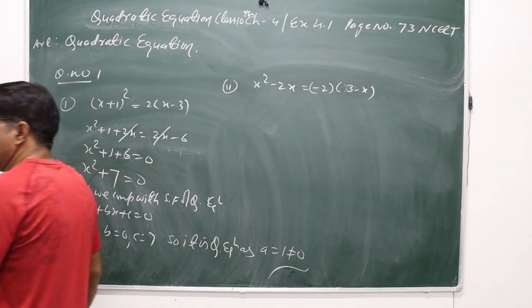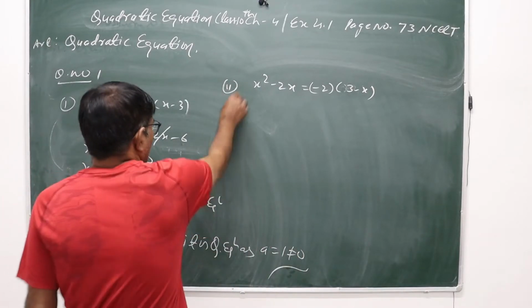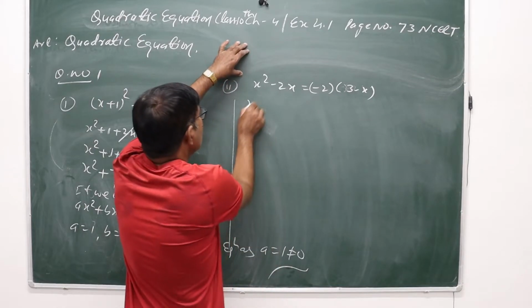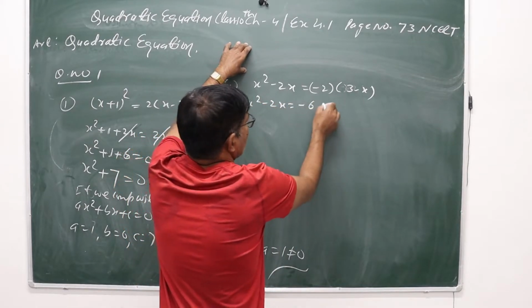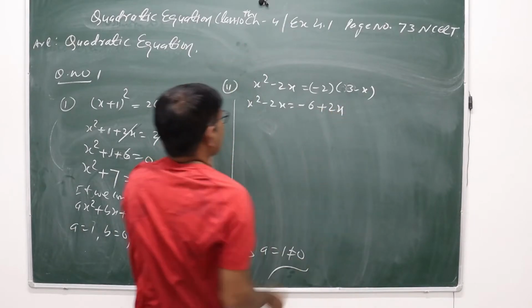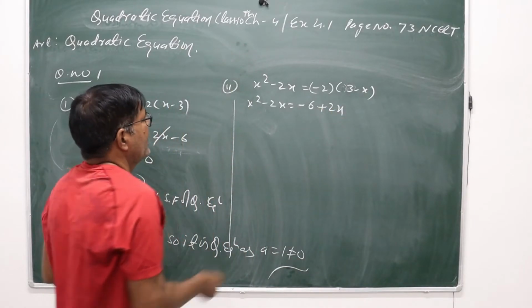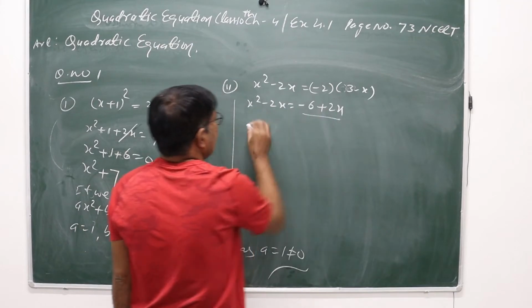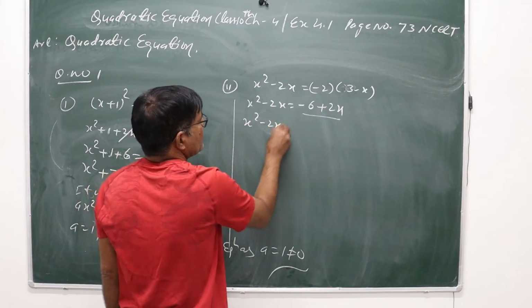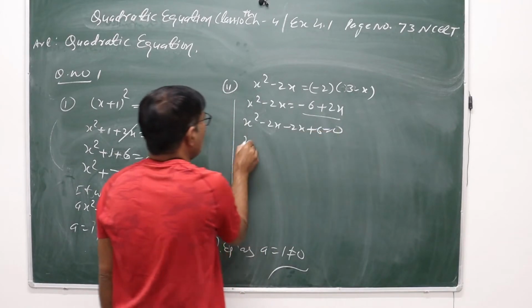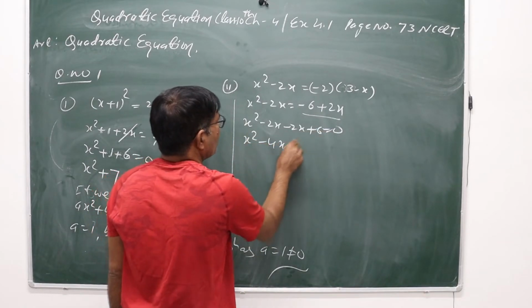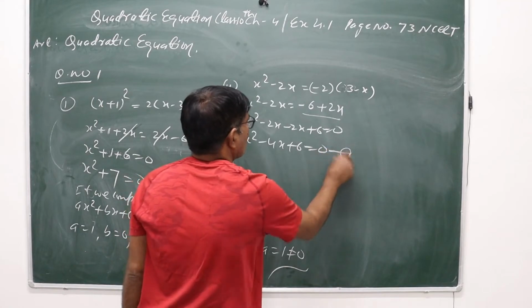So we have to check whether it is quadratic or not. First, x square minus 2x is equals to minus of 6 plus of 2x. Now see, we will transfer the right hand side to the left. So x square minus 2x plus 6 is equals to 0. So x square minus 4x plus 6 is equals to 0.